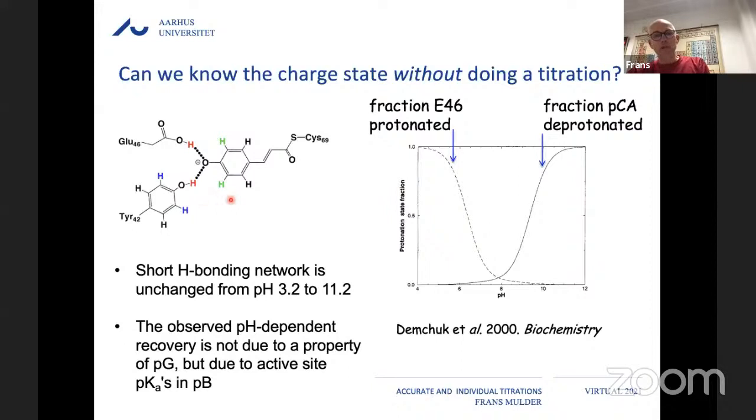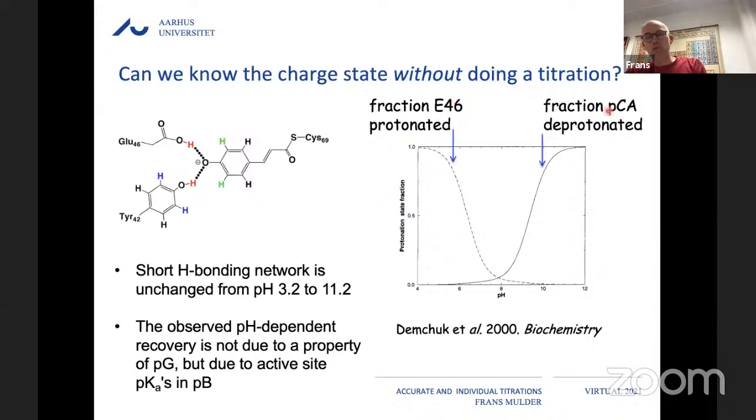But what happens is that in the ground state, the hydrogen is bound to the glutamate, so its pKa is very high, whereas the parachimeric acid, which normally has a pKa around 8, has a much reduced pKa, so that it is deprotonated. In the PB form, this group is protonated and the glutamate is deprotonated. What needs to happen is a simultaneous thing: E46 needs to be protonated to return to the ground state, but the PCA needs to be deprotonated.